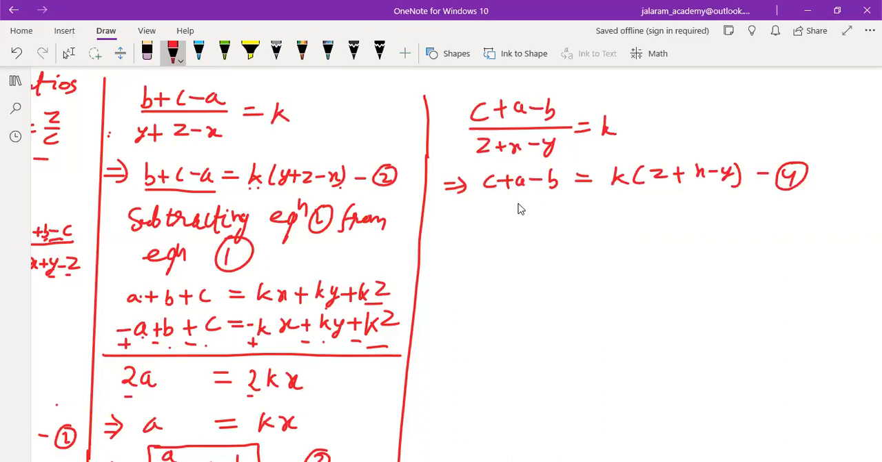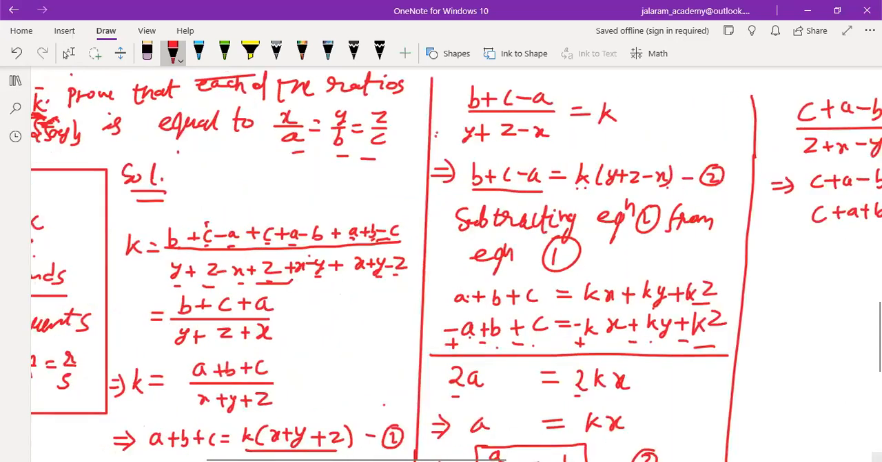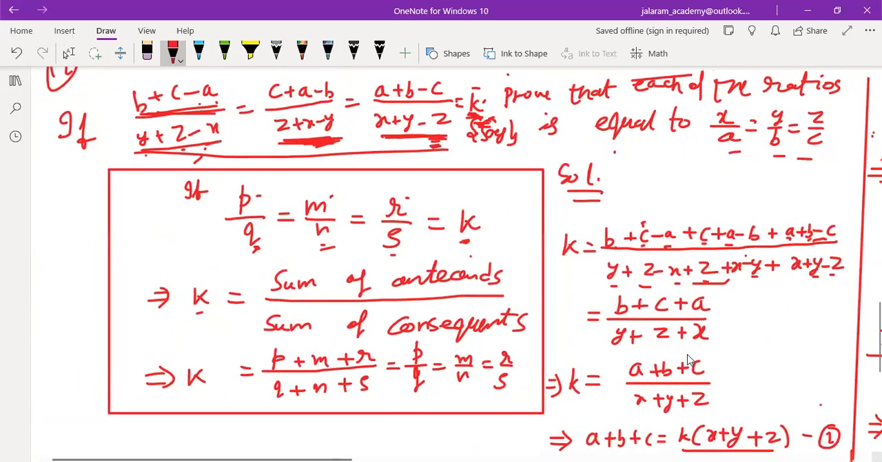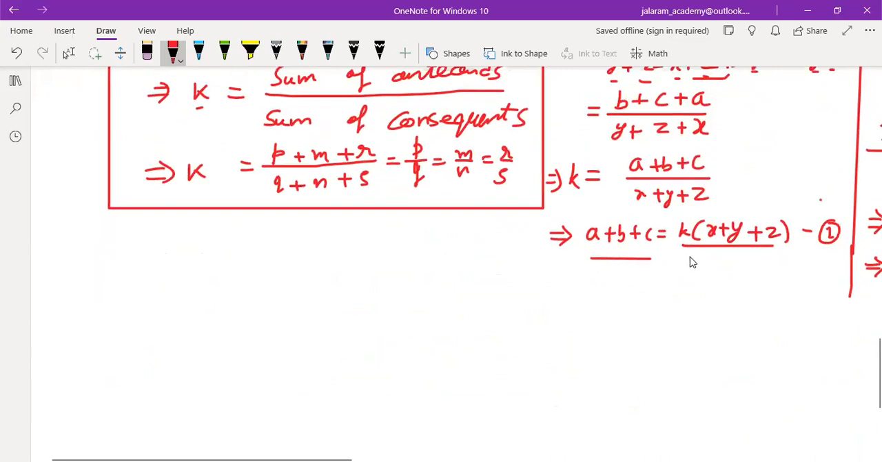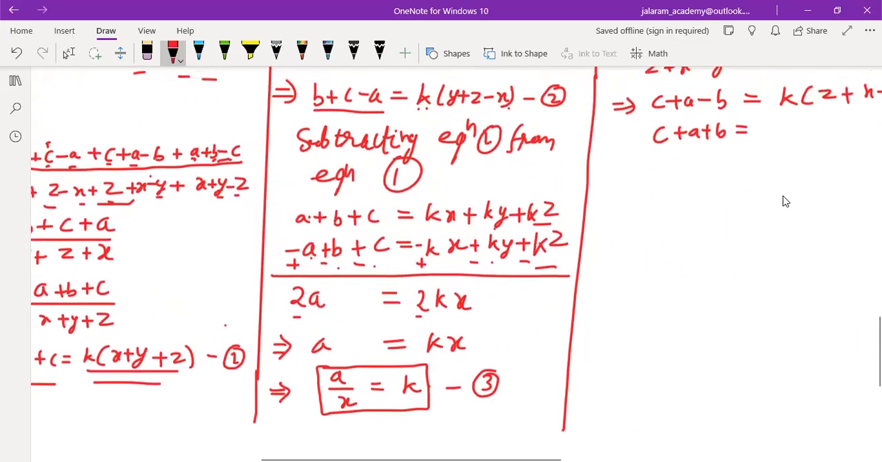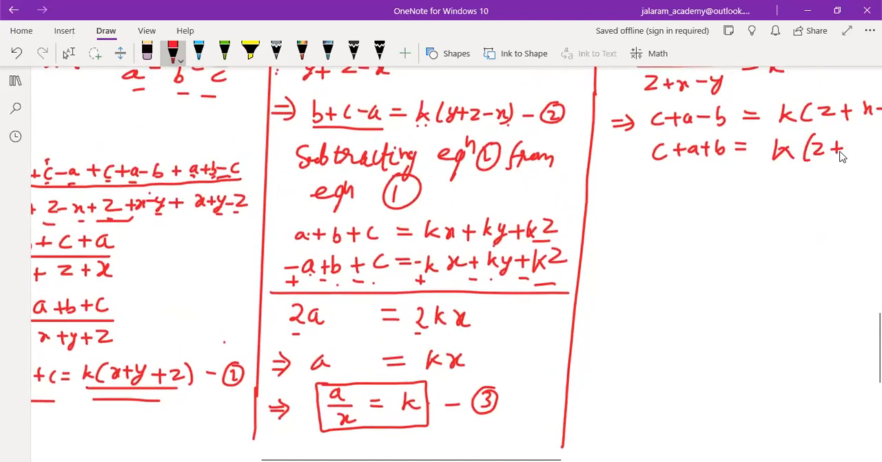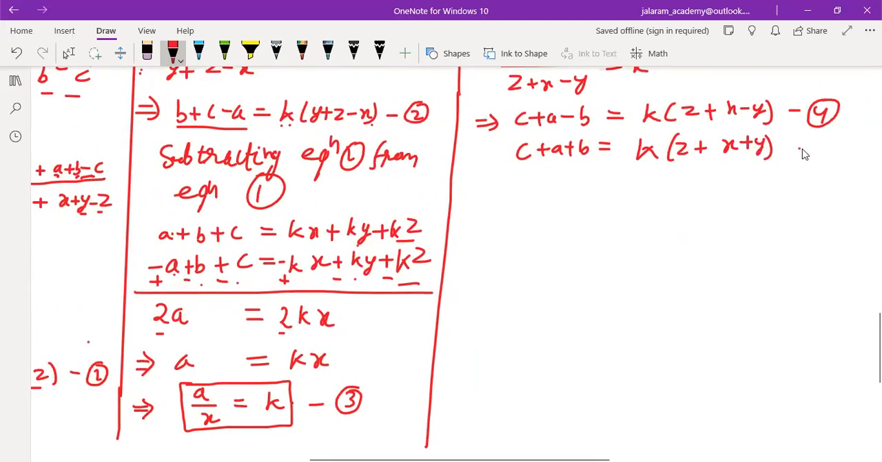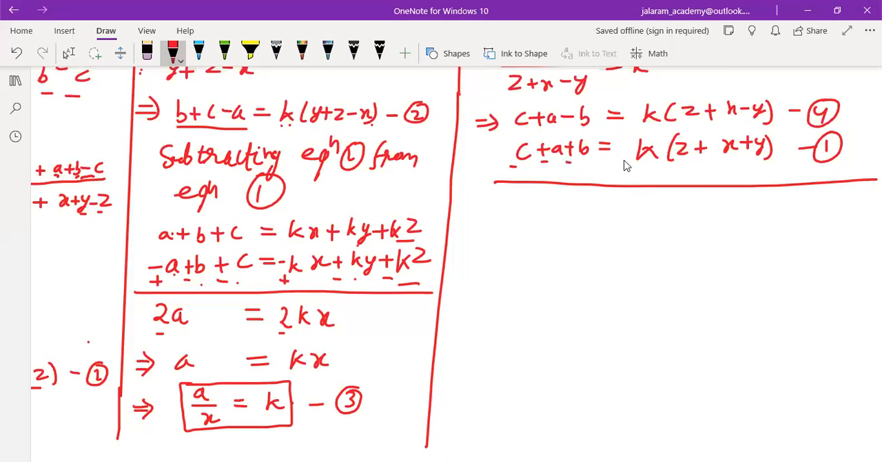Take it as equation number 4 and subtract equation number 1 from it. C plus a plus b in place of a plus b plus c, we can write c plus a plus b equals k into z plus x plus y. So when we subtract, there is no problem in subtracting this one also. If we subtract 1 from 4, we will get directly the positive terms. The minus will be cancelled out from both sides after getting the result.